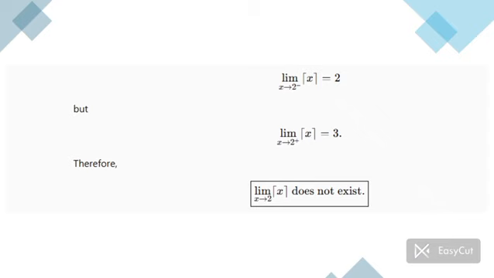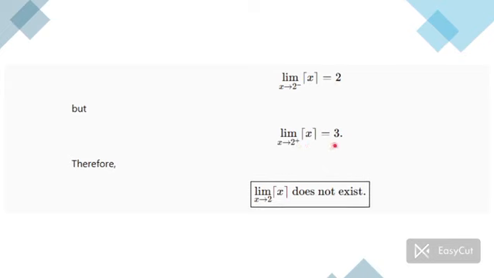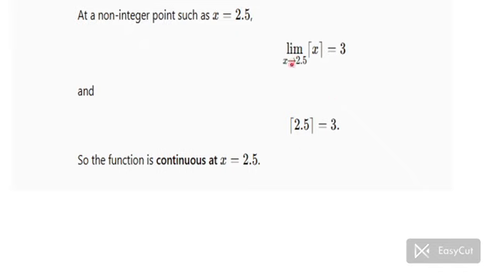Now, of course, limit x tends to 2: if we approach from the left hand side, it becomes 2. If we approach 2 from the right hand side, it becomes 3. So the limit does not exist. Now we observe at the non-integers, limit x tends to 2.5. At 2.5, the function is 3, the limit is 3. So the function is continuous at x equal to 2.5.